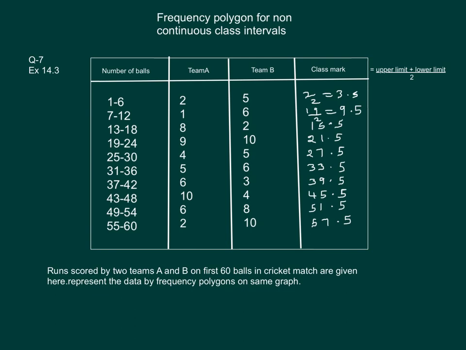Also, while drawing the frequency polygon, we would require a preceding class to the first class. So let us take that to be minus 6 to 0, and the successive class will be 61 to 66, because class width is 6 for all the class intervals. Then the corresponding frequencies will be 0 and corresponding class marks will be minus 3 and 63.5.